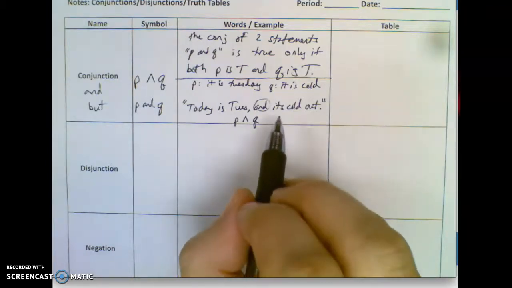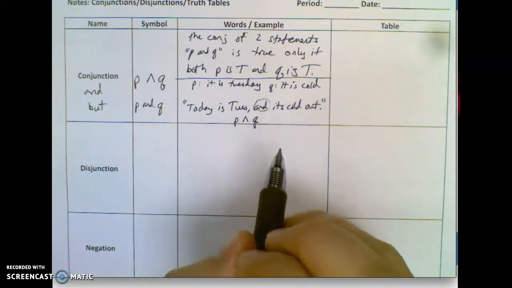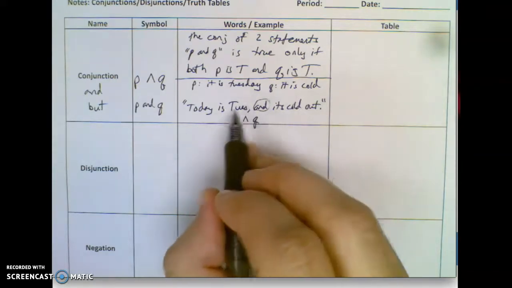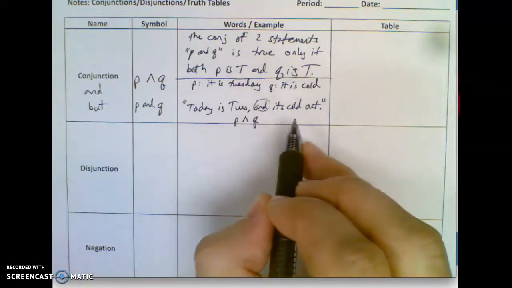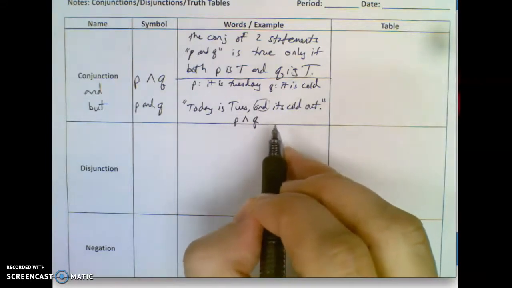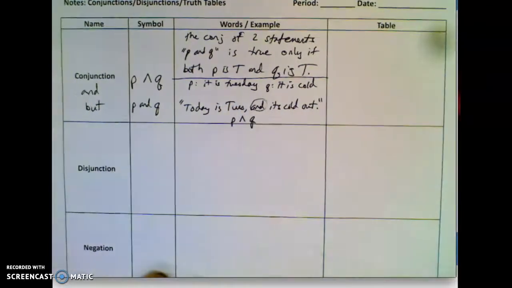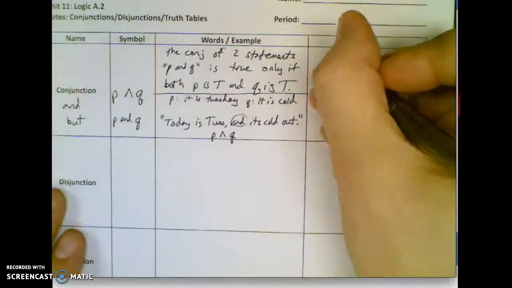You would say, you are a liar. Okay? Or, let's say it was like 95 degrees out, and it was Tuesday. If I said, today's Tuesday and it's cold out, you'd say, you're crazy, man, because it's not cold out. So in order for an and statement to be true, the only way this can be true is if they're both true. So now we're going to talk about truth tables.